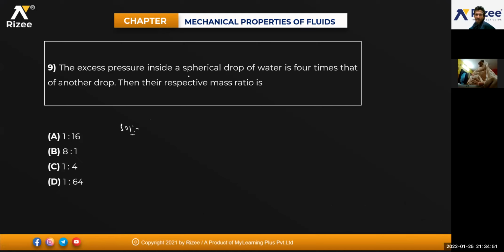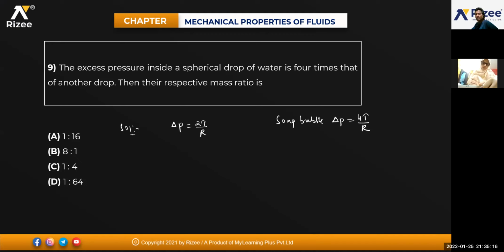The excess pressure inside the spherical drop formula: delta P is equal to 2T divided by R. For the soap bubble, if I am taking, it has two surfaces, so delta P will be equal to 4T divided by R. So the excess pressure inside a spherical drop of water is 4 times that of another drop. Then their respective mass ratio is how much?